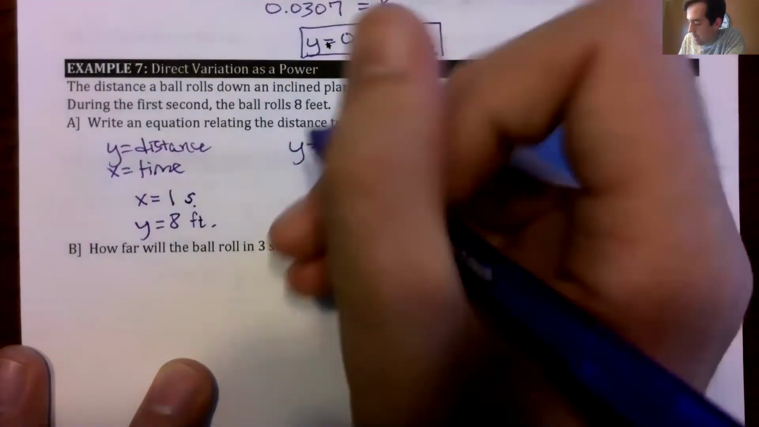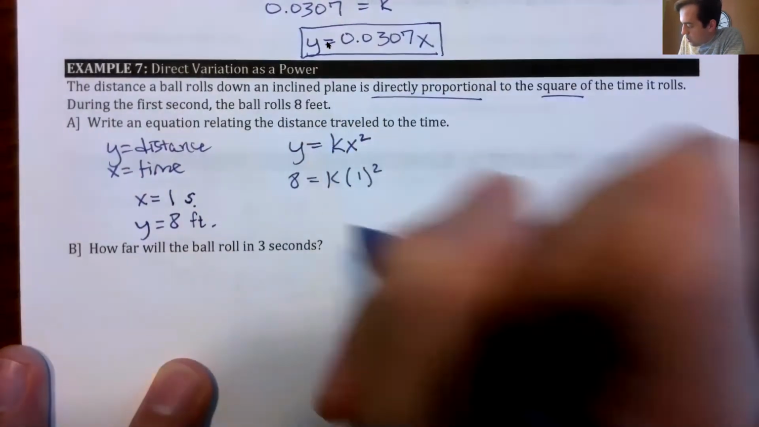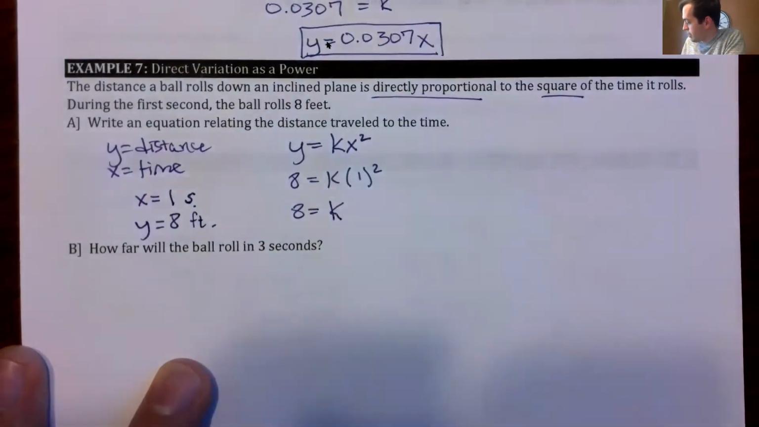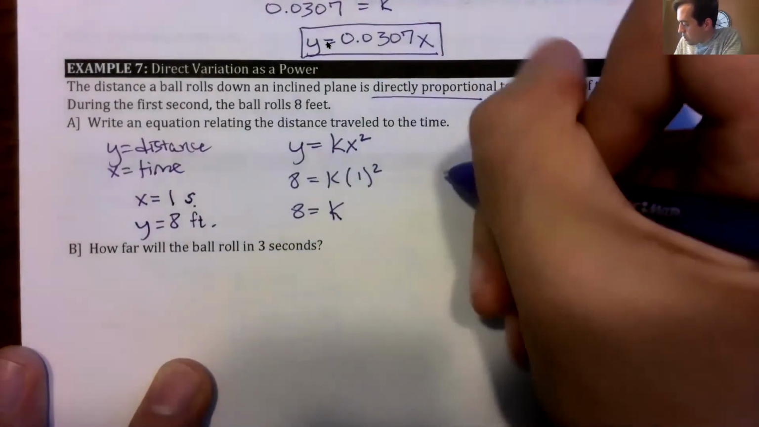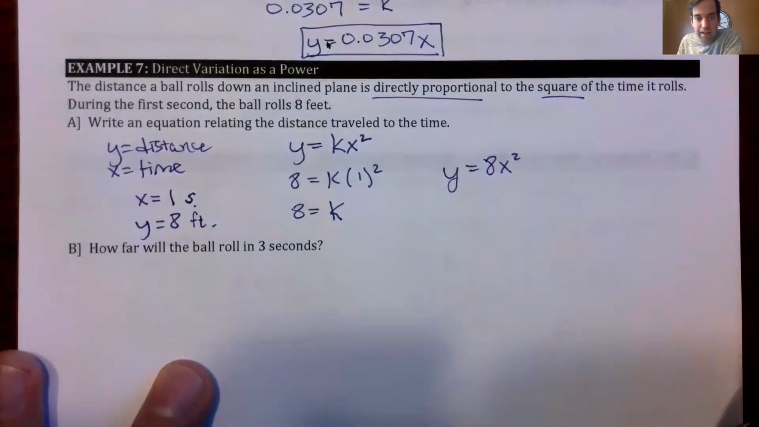So Y is 8, so we have 8 equals K times 1 squared. Not too hard of an equation to solve. We get that 8 is K. So our equation is going to be Y equals 8x squared. We plug the K in, we pull out the X and the Y.